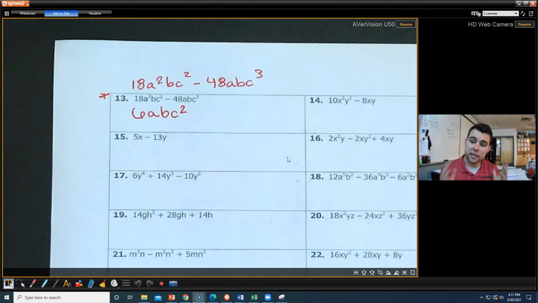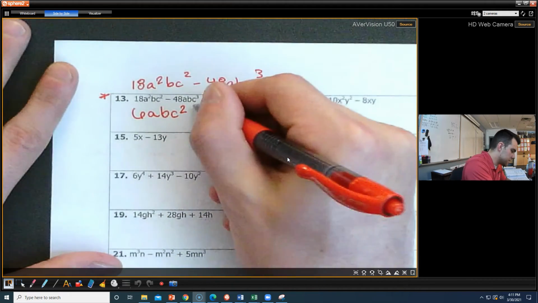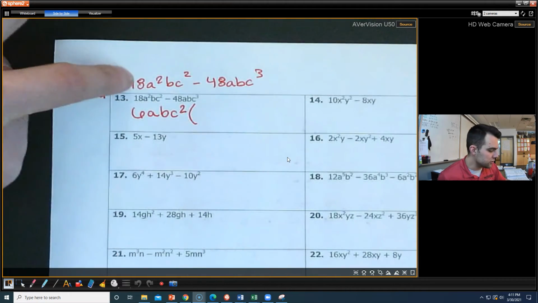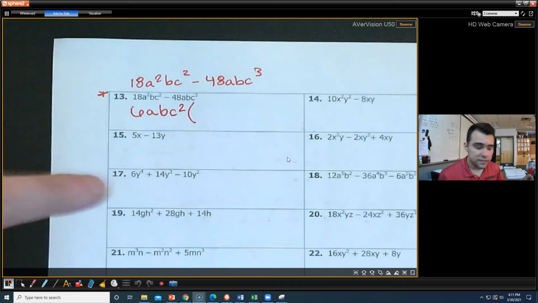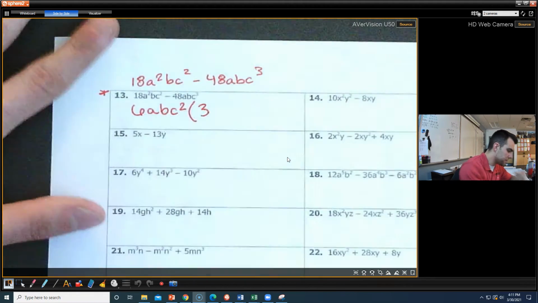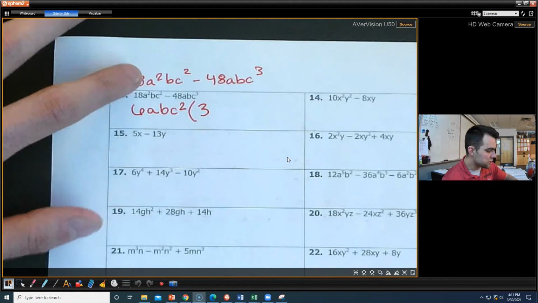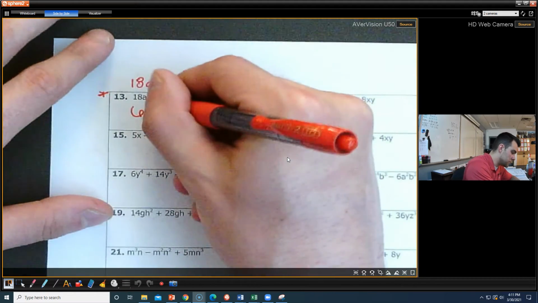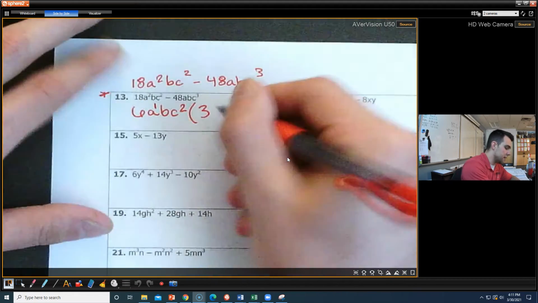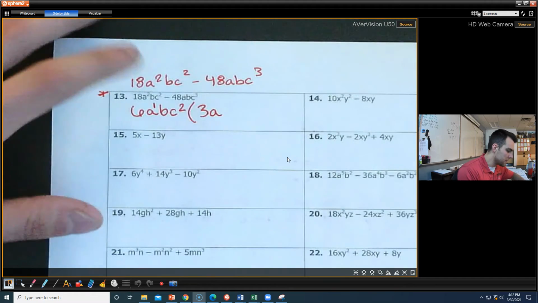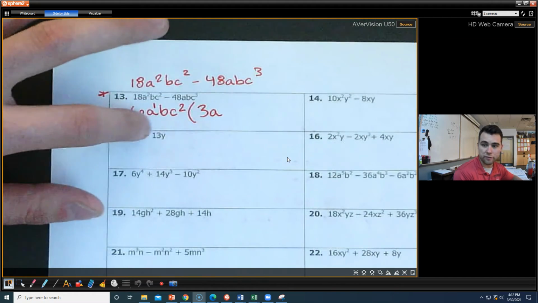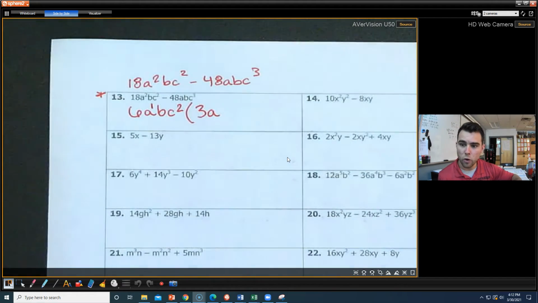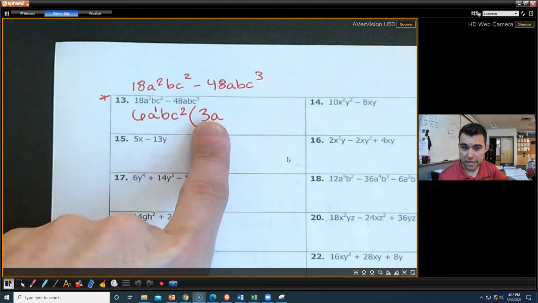And now I'm going to write my remainder in parentheses. So I'm going to divide each of these terms by what I pulled out. 18 divided by 6 is 3. And now we have a squared divided by a. So again, my quotient rule tells me to subtract those exponents. So I get left with a to the first. b to the first divided by b to the first just cancels out to 1. And then c squared divided by c squared, again, just cancels out to 1. So we're left with 3a as our remainder.